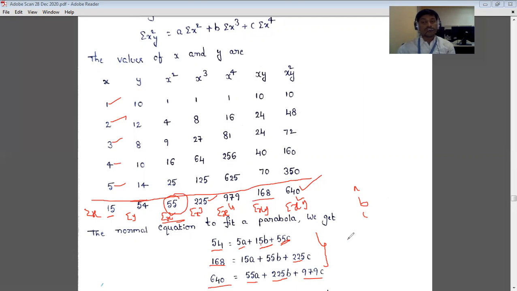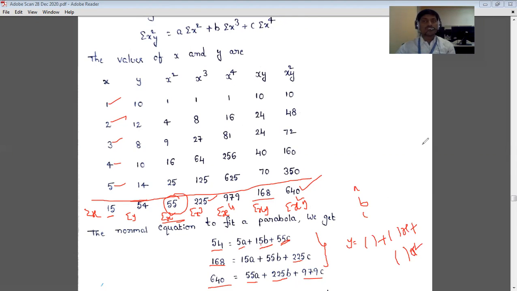After getting that, don't forget, you should substitute those values here. So in place of a, b, c, what we chose: a plus b into x plus c into x square, with the c value what we got. So this is the required curve of best fit. Okay, so like this we have to substitute. So this is the way.